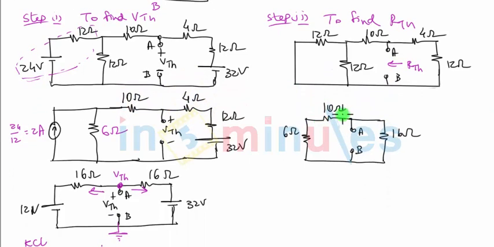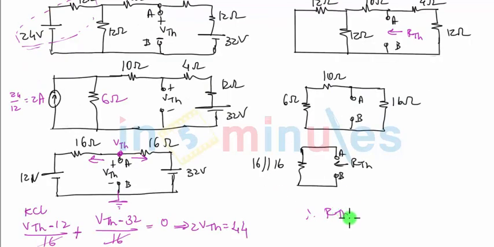So if you now observe carefully, 10 plus 6 will be in series and that will give me 16 ohm. And this 16 ohm resistance and this 16 ohm resistance, they are in parallel with respect to A and B. So finally I get single resistance between point A and B. And this resistance will be nothing but 16 parallel 16. And therefore we conclude that RTH is equal to 8 ohm.